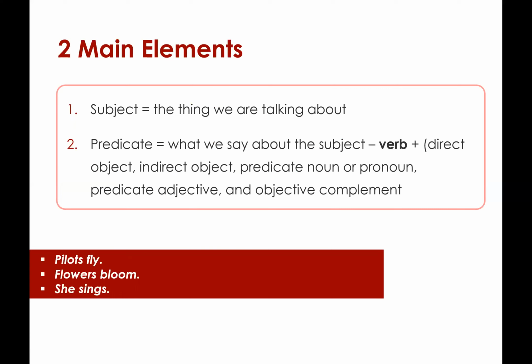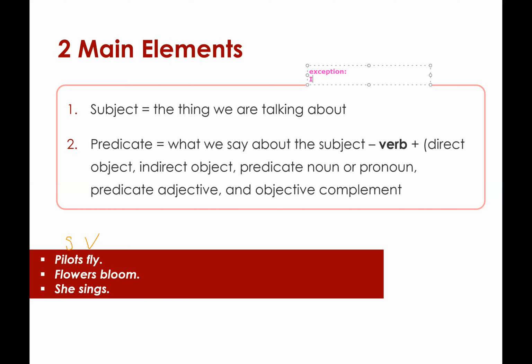So it is verb plus whatever follows the verb. It could be a direct object, an indirect object, predicate noun, pronoun, so on and so forth. But essentially, when you have subject and when you have predicate, the verb, you have a sentence, no matter how short it is. So, for example, pilots fly, subject, verb, or predicate. Flowers bloom, subject, verb. She sings, subject, verb. Okay. But there is one exception.